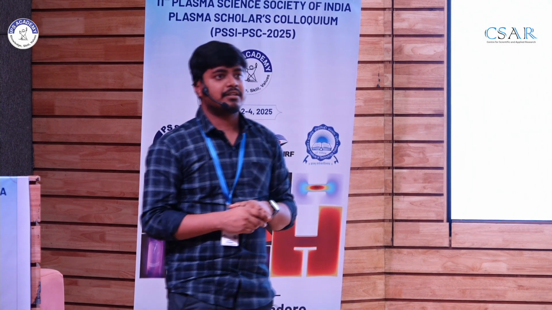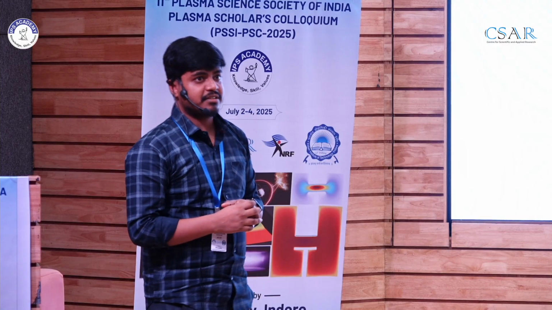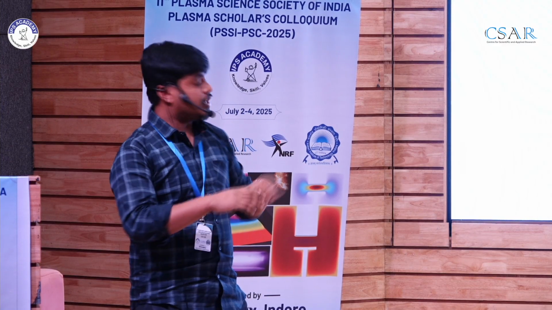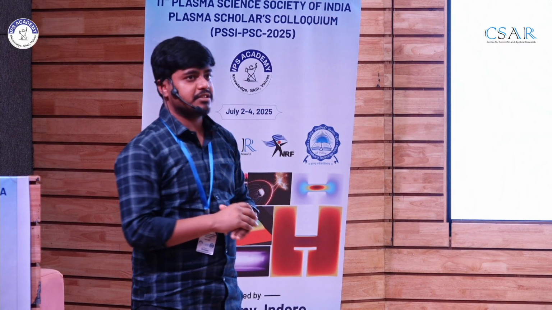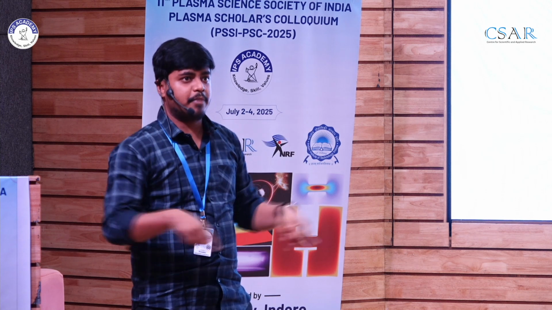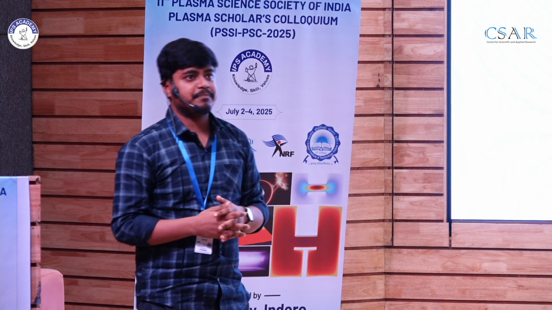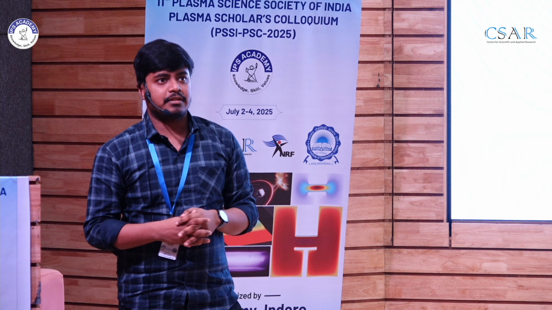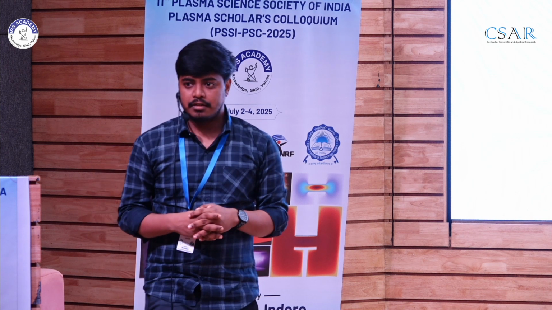So how many pixels have you used for your CCD? This is 10,000 pixels. Yes, 10,000 is the count of pixels basically. So it's a 100 by 100 grid. Okay, thank you. And what was the plasma spot size?